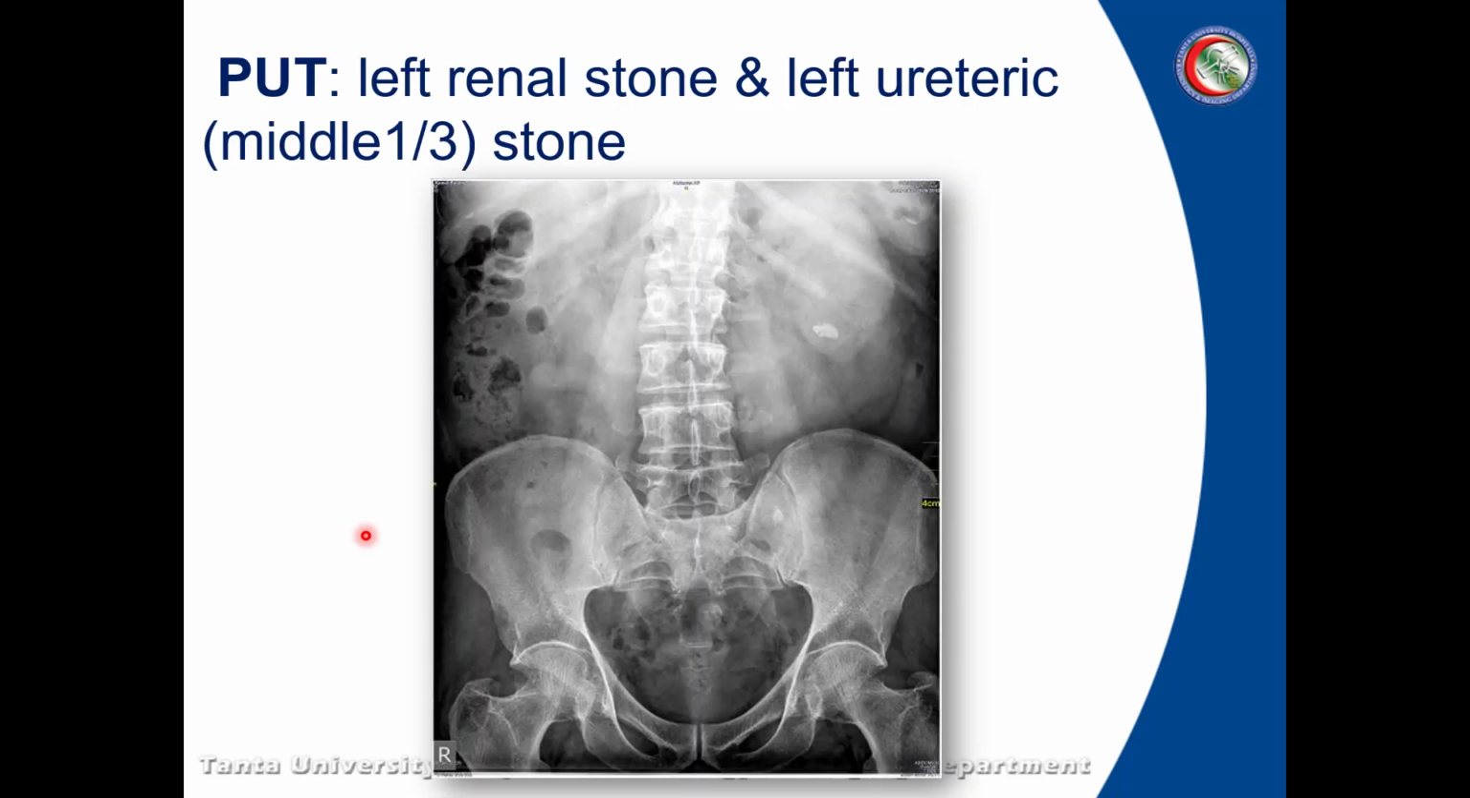Another PUT showing radio-opaque shadow in the region of the left kidney. This is the shadow for the left kidney. And another radio-opaque shadow could be detected in the region of the left ureter. This is the middle portion, or middle third, of the left ureter opposite the sacroiliac joint. So the full comment is PUT showing left renal stone and left ureteric middle third stone.